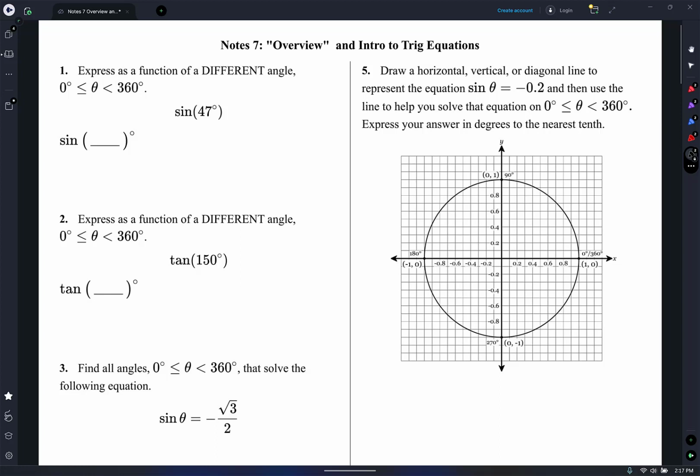All right, note 7, overview and intro to trig equations. All right, guys, focus, focus. A lot of the ideas are already ideas that you should already be familiar with.